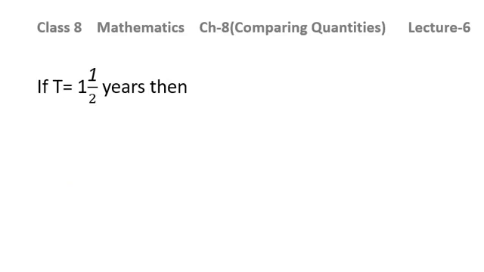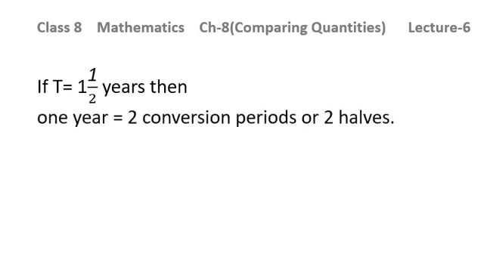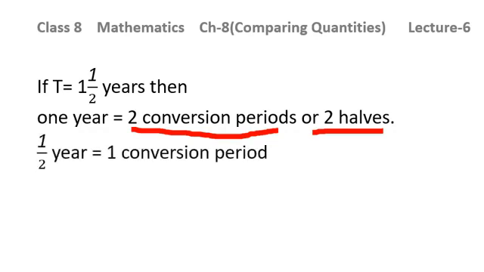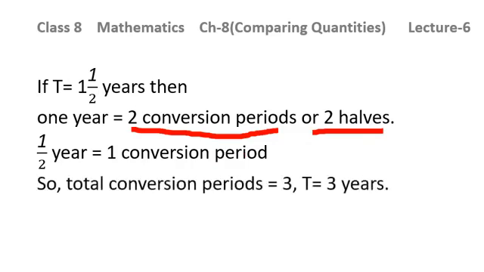Or children, you can calculate it this way also. If time is equal to 1.5 years, then 1 year is equal to 2 conversion periods, or 2 halves, because interest is being compounded semi-annually or half yearly. So in 1 year there are 2 conversion periods, and in half year there is 1 conversion period. So what will be the value of n? The total conversion periods will be 3.